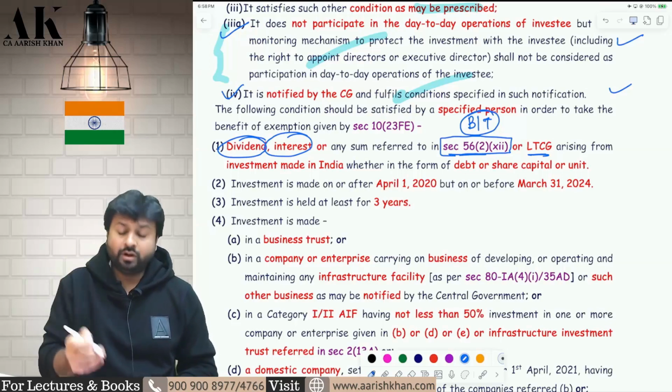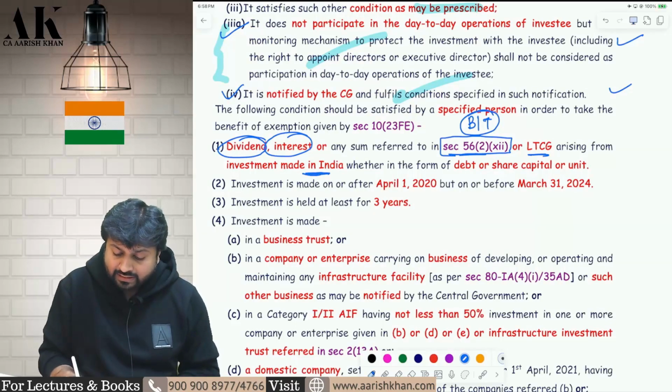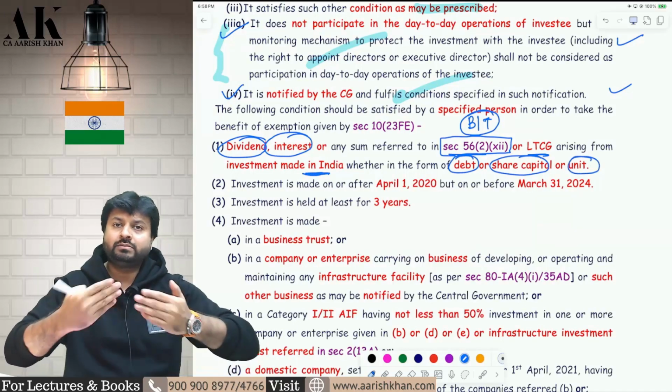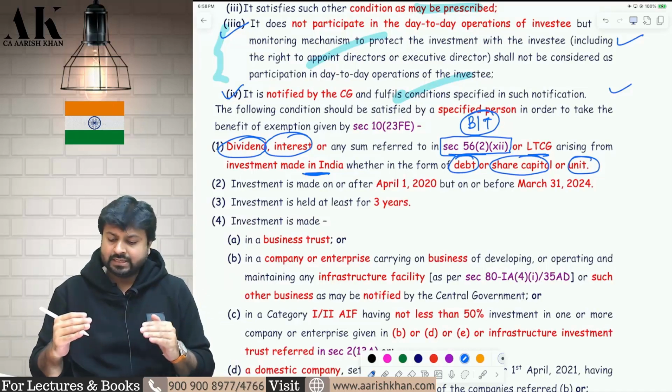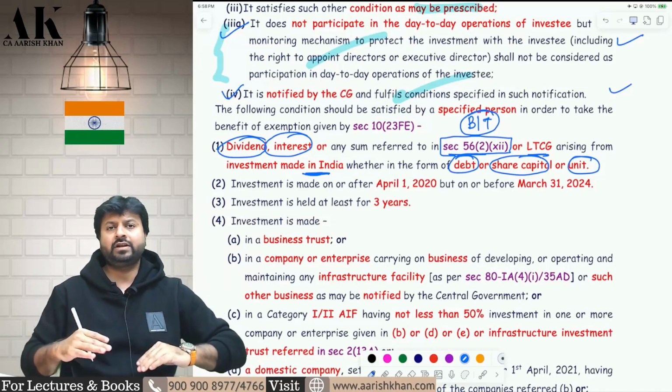By making what? By making investment in India in the form of a debt, in the form of a share capital, or in the form of a unit. From debt, they will earn what? Interest. From shares, they will earn what? Dividend and capital gains. And from units, they will earn what? Again, dividend and capital gains.